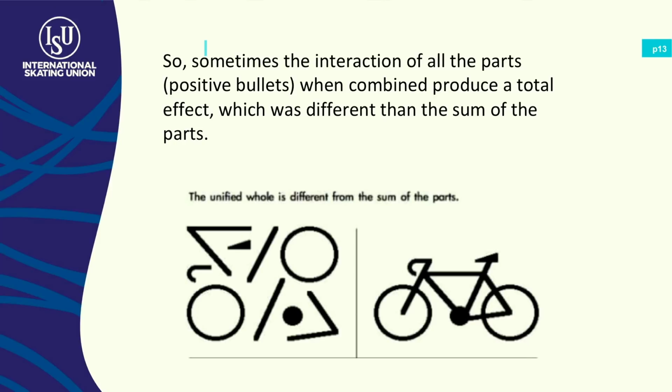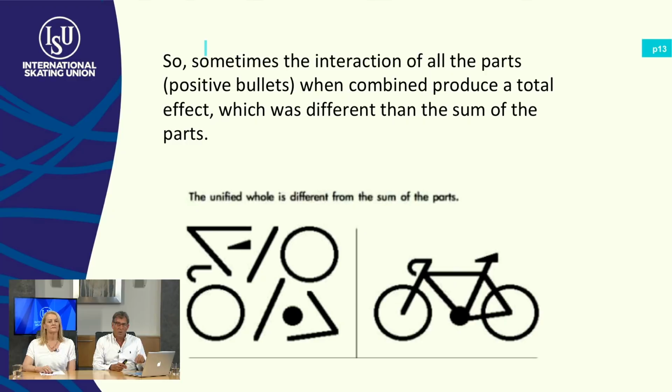Just as an example, if you have a picture in which you want to see a bicycle very clearly, you need 2 circles, some straight lines, and everything has to be put together in a certain way. To have the 2 circles and the straight lines, but not put in the right order, doesn't mean that you can see the picture perfectly. The same is true for the positive bullets. The fact that some bullets are present does not always correspond to the final evaluation and to the clear picture of the element. We also have reductions for errors.